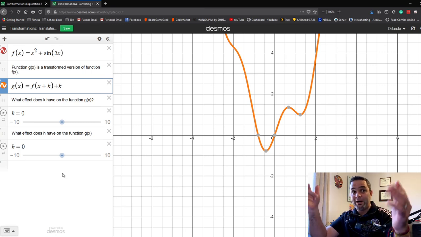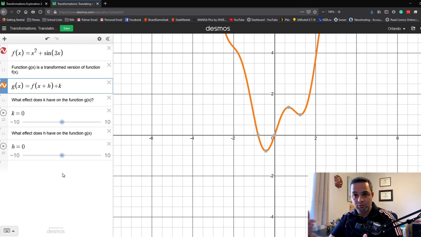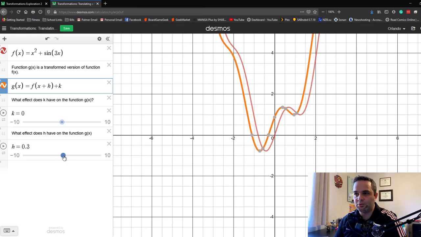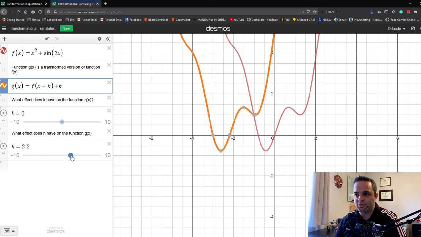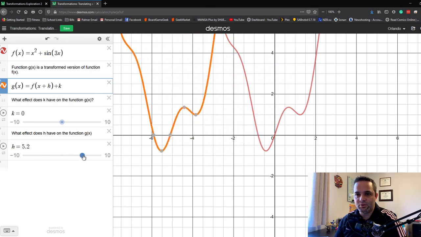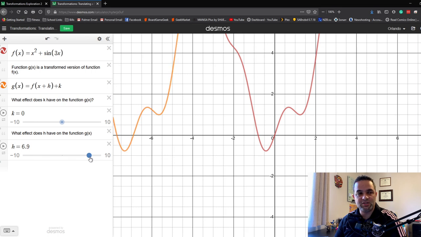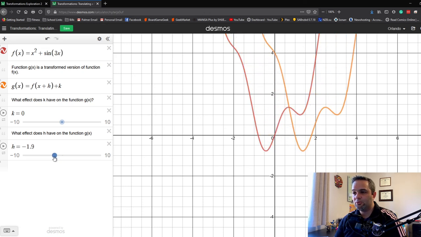Okay, so now what do we think is going to happen? If h is positive, we're going to add a positive number. Remember, it's going to go in the opposite direction. So I think that if h is a positive number, it should move to the left. Let's see if that holds. Yep, it's moving to the left. The more I make h positive, the more it's sliding to the left. If I make h negative, it should move to the right.